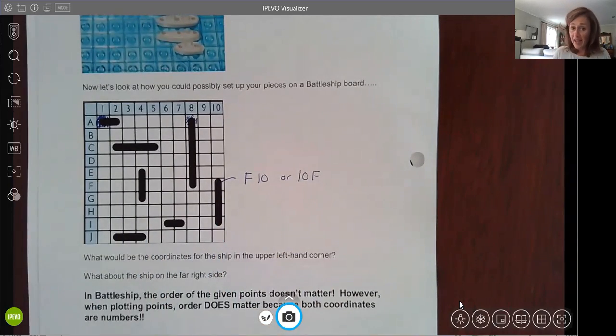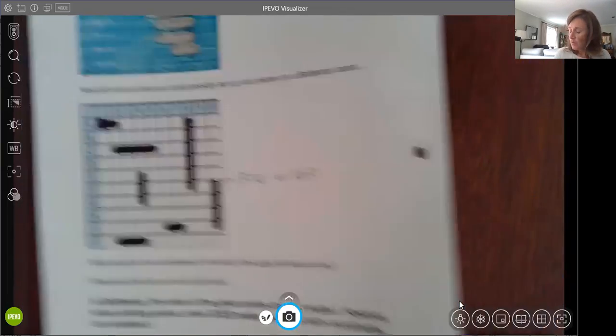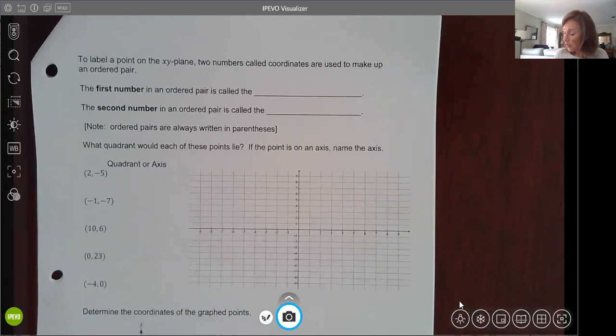But on the XY plane, order does matter because both of the coordinates are numbers. So since both of the coordinates are numbers, we need a game plan. We need a game plan, and we need to be consistent so that everyone can work their way around a set of axes the same.